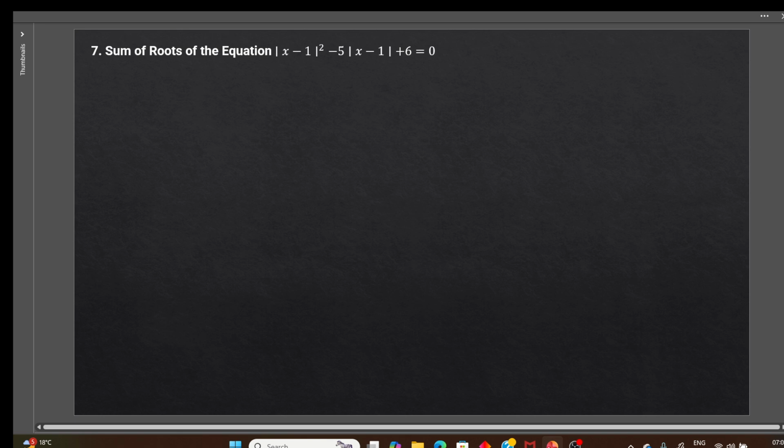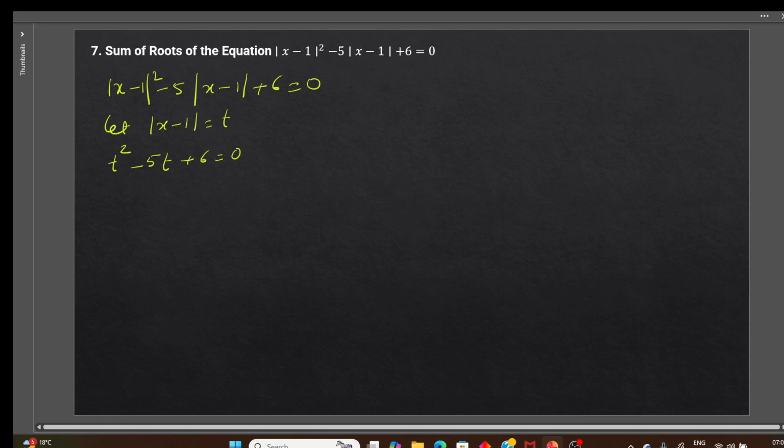Sum of the roots of the equation. Your equation is modulus of x minus 1, whole square, minus 5 of modulus of x minus 1, plus 6 is equal to 0. Okay. So here let modulus of x minus 1 be equal to t. So here it is t square minus 5t plus 6 is equal to 0.